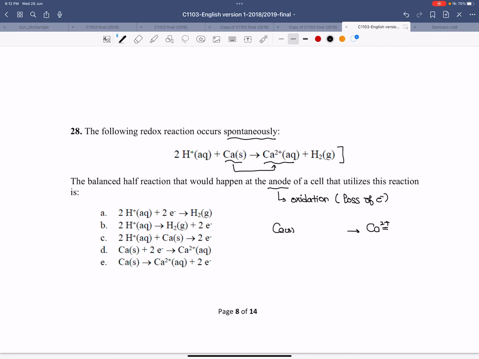How many electrons? Remember that the reaction has to be balanced in terms of elements, atoms, and charges all around. So that is your correct answer. It's calcium goes to calcium 2 plus plus 2 electrons.